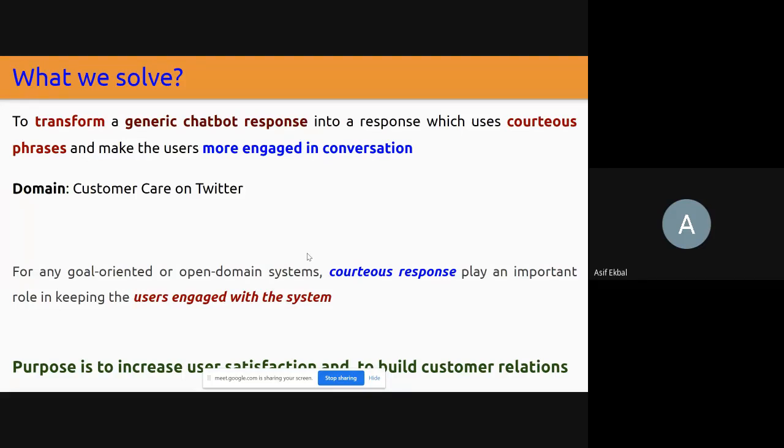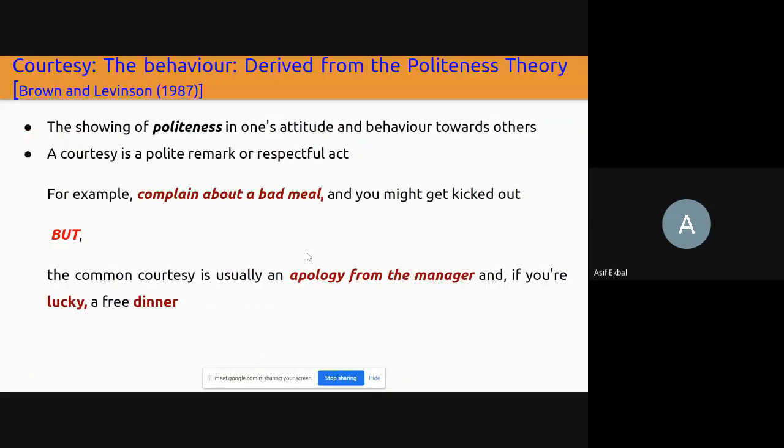Its main purpose is to retain the customer for a long time for a particular service, and this is very important in conversational systems.